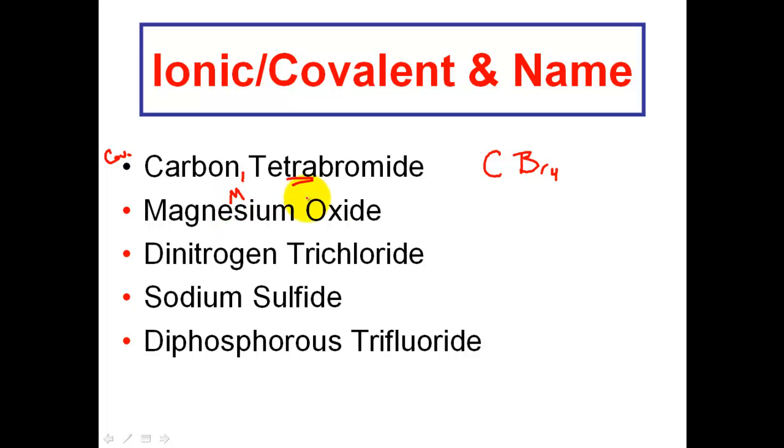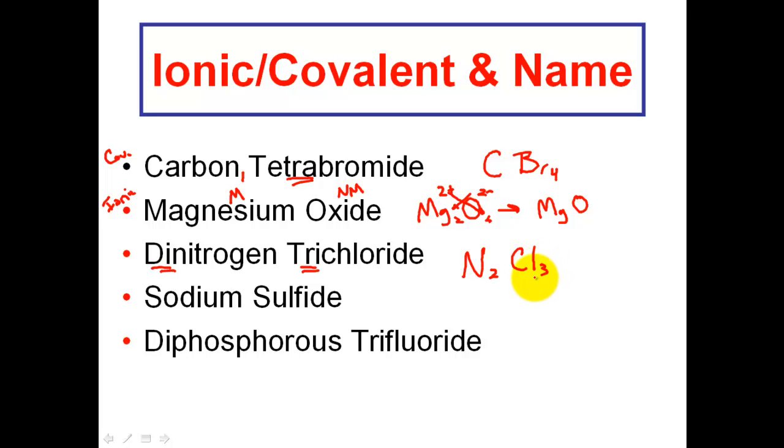Magnesium is actually a metal, and oxygen is a non-metal, so that means this is ionic. Ionic simply says, you write down the formula, cross the charges, the 2's cross places down here, and I reduce the 1 and 1. The formula is MgO after I reduce. Next, I have a di in front of there and a tri. Dinitrogen trichloride. Dinitrogen, that's N2, trichloride, that's chlorine with 3 there.